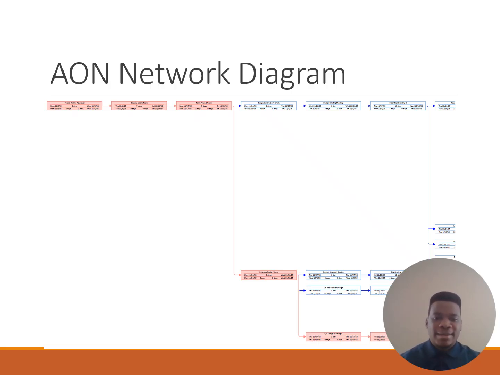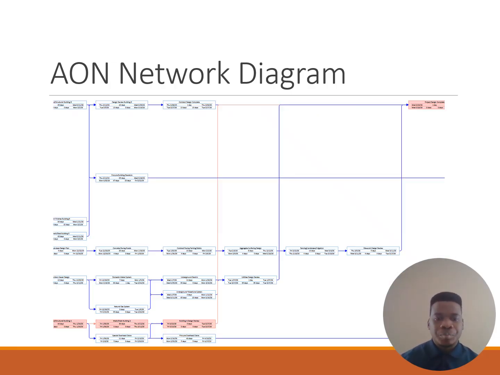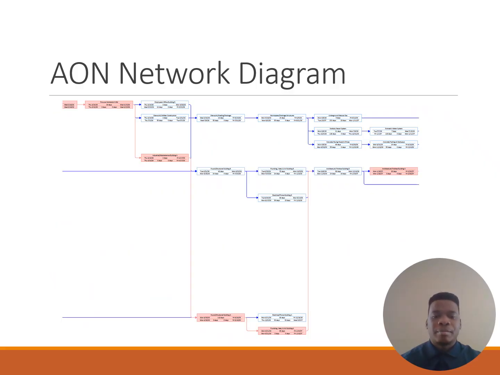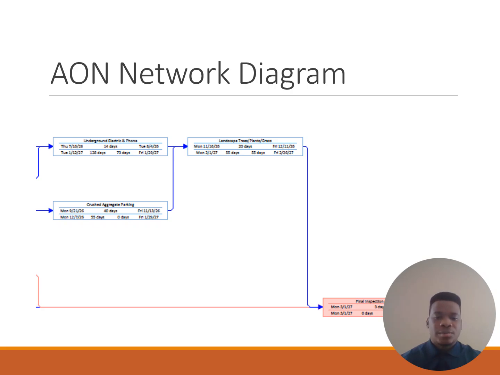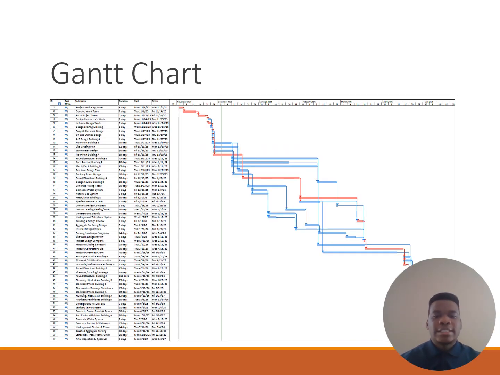They won't be very clear on the PowerPoint, but in MS Project, you should be able to see everything fully. So this is the continuation of the AON network diagram, and yeah, still another continuation, and it ends here. So the entire diagram can be viewed in the MS Project files. Next, I have the Gantt chart for the entire project.